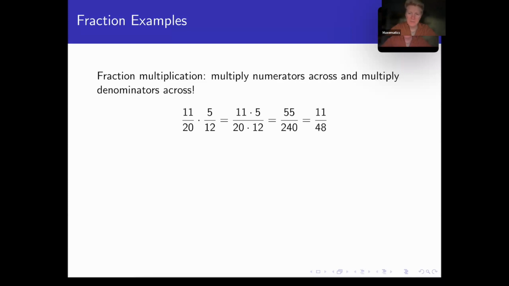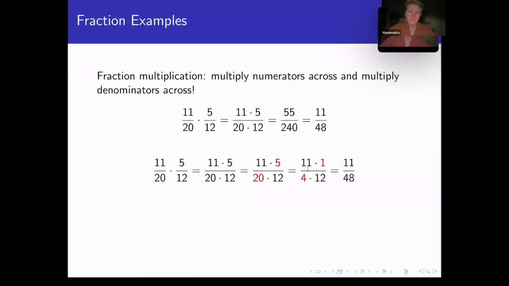Okay, but you might notice that we could have saved ourselves a little bit of time. When we went to multiply, do you notice that 5 and 20 can be simplified? 5 over 20 would be like 1 over 4. Well, 11 times 1 is 11. 4 times 12 is 48. So this multiplication is 11 over 48. If you don't see stuff like this, that's okay.